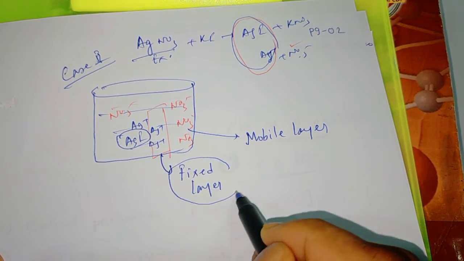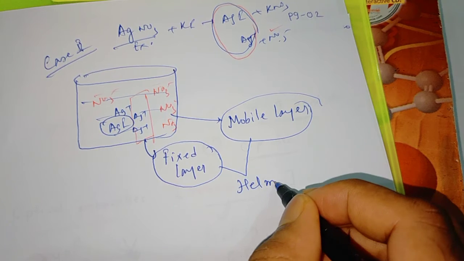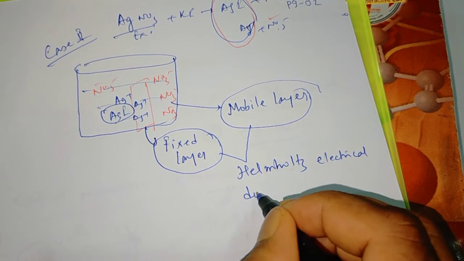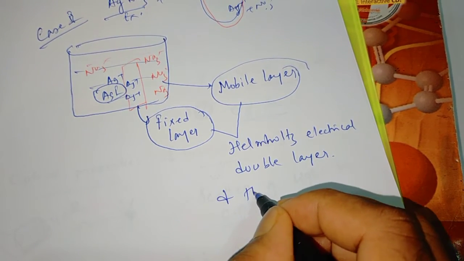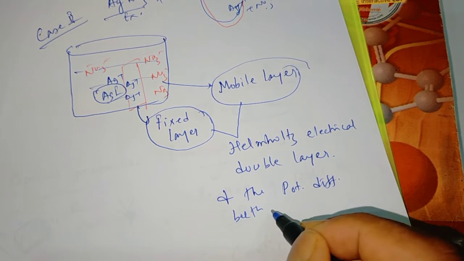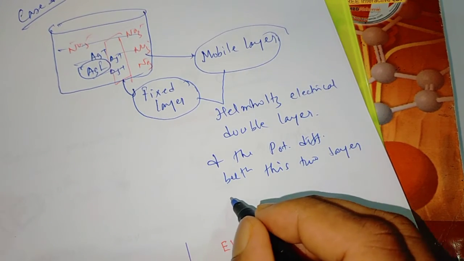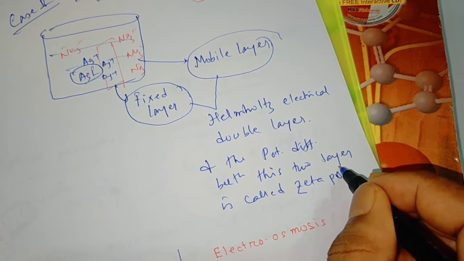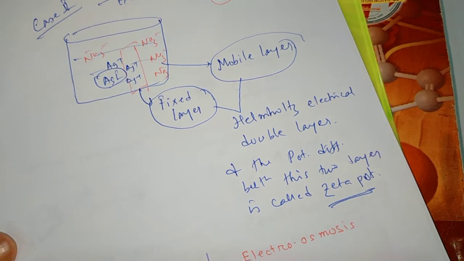So these two layers make a new term. This is called Helmholtz electrical double layer, and the potential difference between these two layers is called zeta potential or electrokinetic potential.